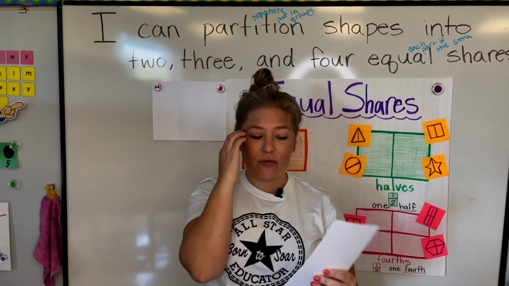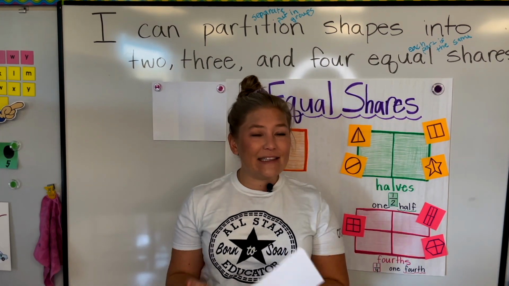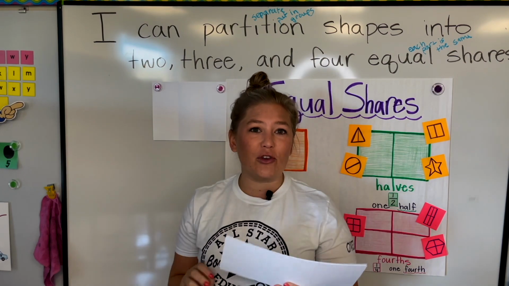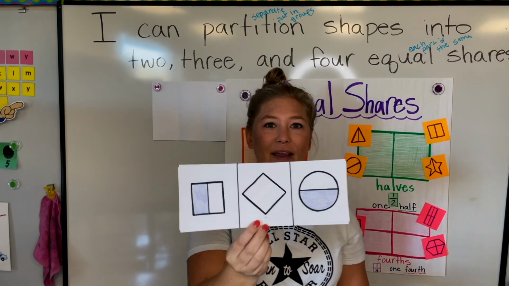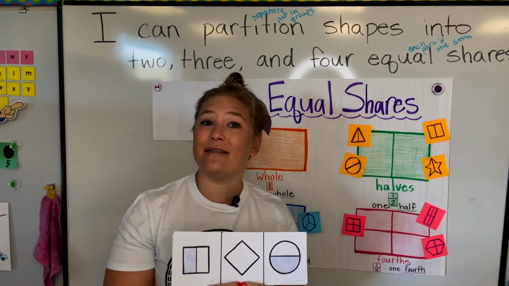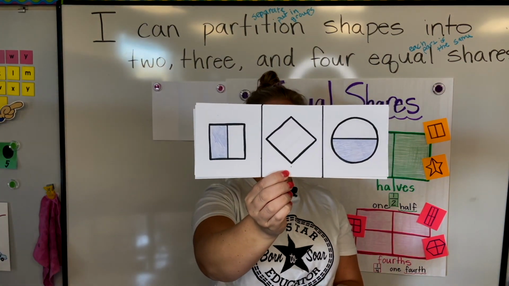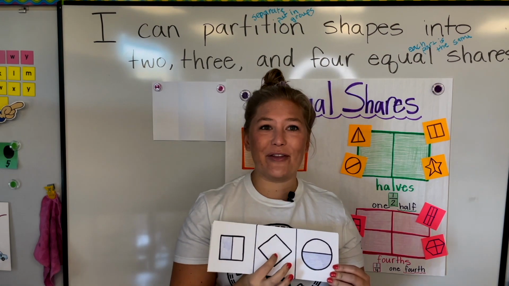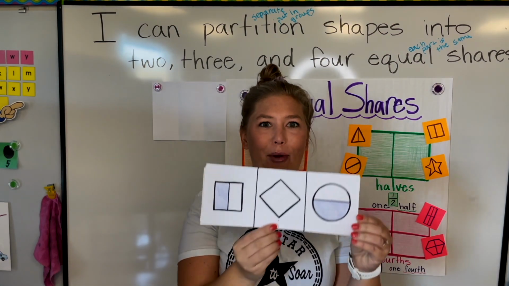And so here's our first one. I want you to see if you can identify which shape isn't partitioned or separated into 2 equal shares. All right, are you ready? Can you see which shape is not in 2 equal shares? You're right, it's this one right here in the middle. This is what we call a rhombus. I think that's maybe why I said rhombus earlier. It was on my brain.